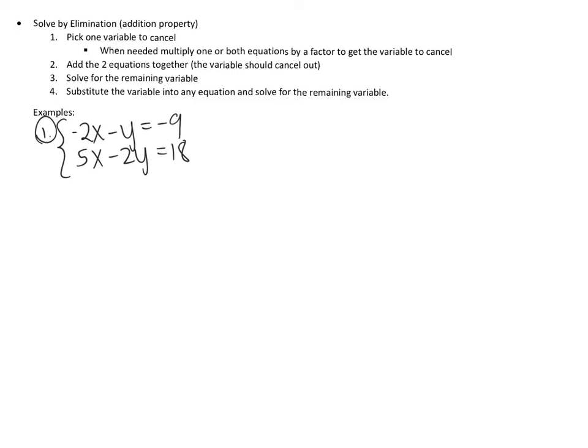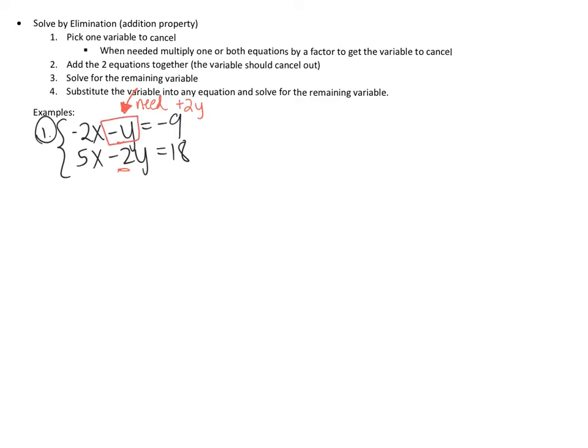So looking at this example here, if I choose to eliminate my y's, what that means is that one of the y's must be a positive of that number and one of the y's must be a negative of that number. Well, the number that we see here is 2, all right? So if I wanted to get rid of a negative 2y, then I would need to have a positive 2y in my equation. So that's what we're going to do. We need to get a positive 2y in this spot.